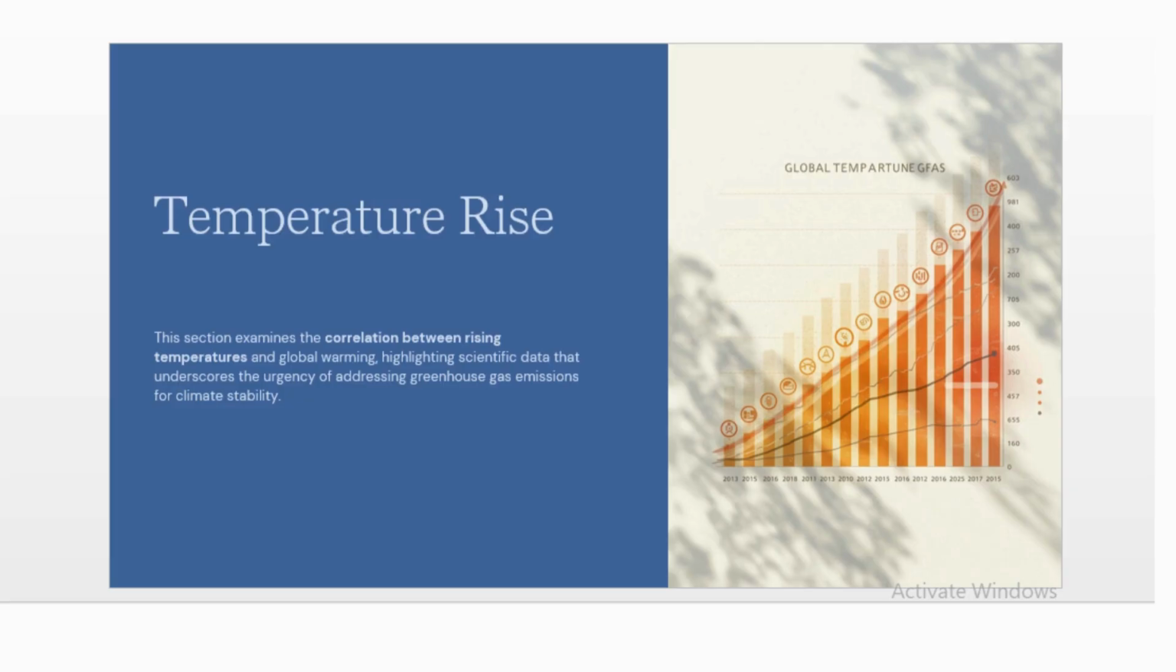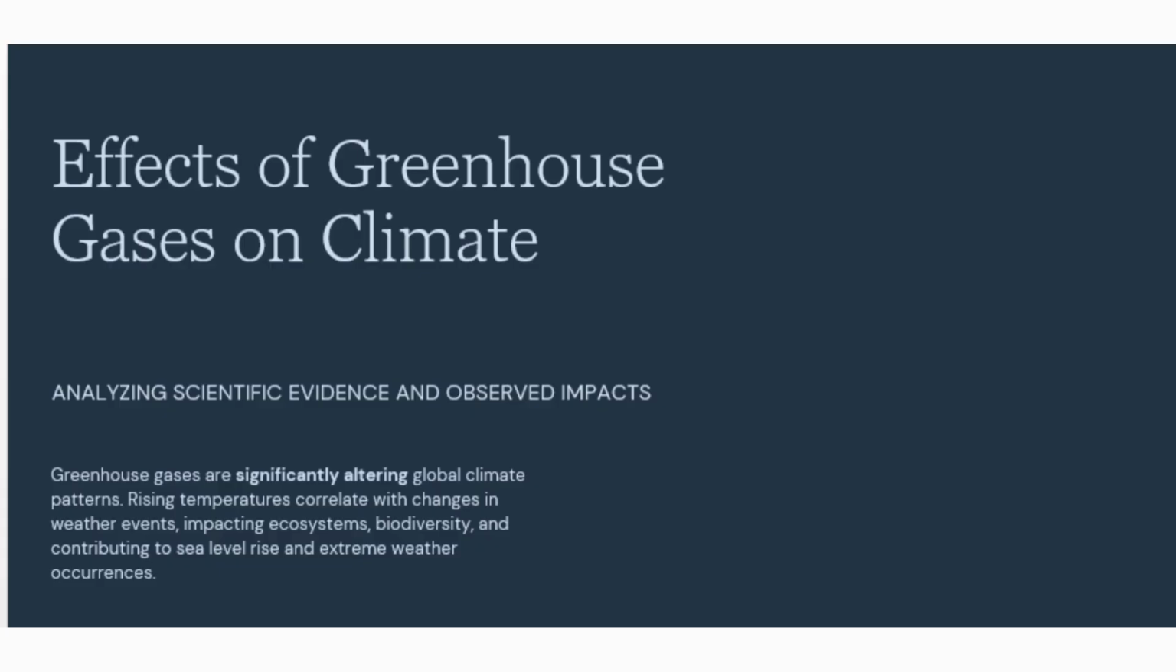So, what are the effects of greenhouse gases on climate? For example, analyzing the scientific evidence, we observe that greenhouse gases are significantly altering global climate patterns. Rising temperatures correlate with changes in weather events, impacting the ecosystem and biodiversity, and contributing to sea level rise and extreme weather occurrences.